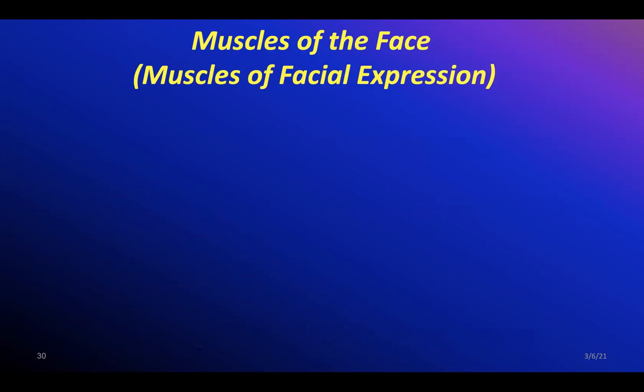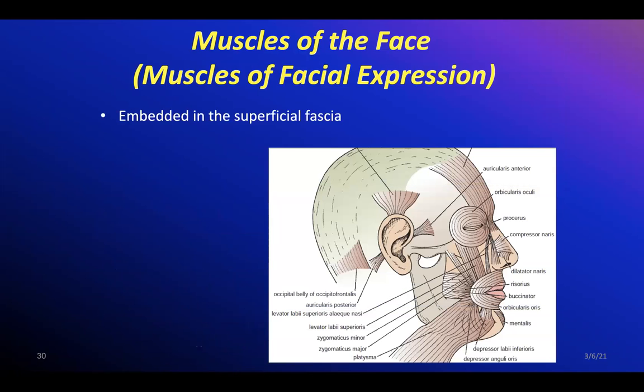We have the muscles of the face, or their other name, the muscles of facial expression, embedded in the superficial fascia. Most arise from the bones of the skull and are inserted into the skin. The majority have their origin from the bones of the skull, the base of the skull, and the facial bones, and the insertion is in the skin.